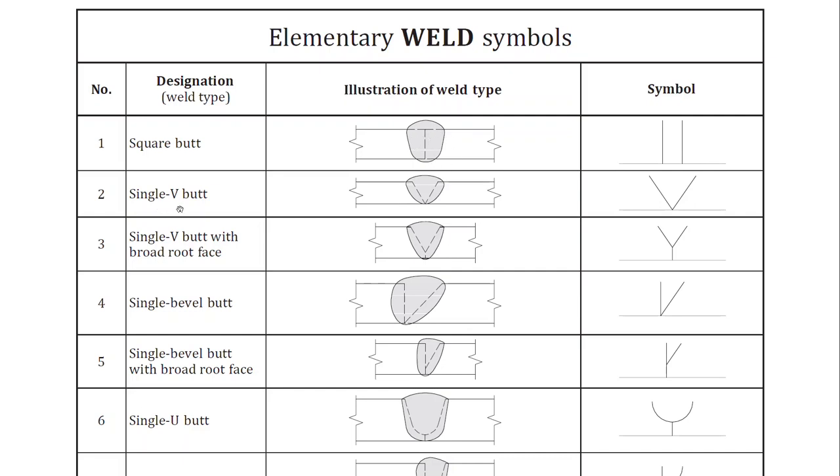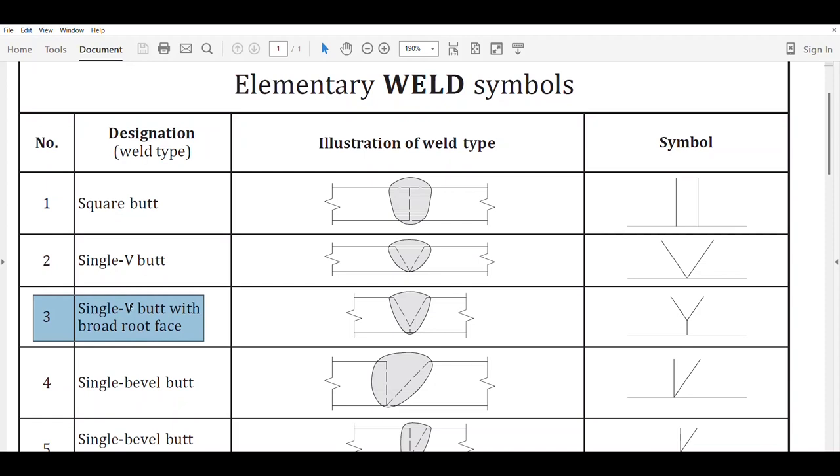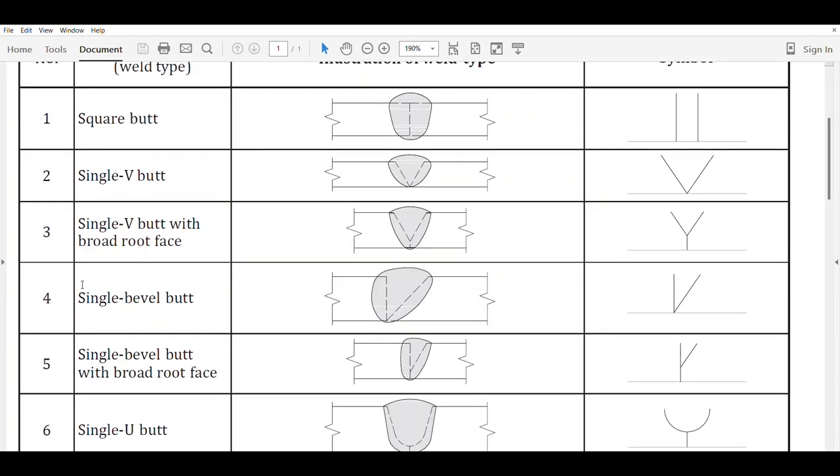And a single V butt means we need to make a profile like a V and we need to fill the weld. Coming to the single V butt with a broad root face, as you see in the symbol, we need to make a V up to some portion, so the remaining root portion should be untouched in both the base metals, and we need to fill the weld metal. And a single bevel means we need to make a bevel only on one part, so the other part is fully untouched, and in this gap we are going to fill the weld metal. As the symbol, you see, it's similar to it.